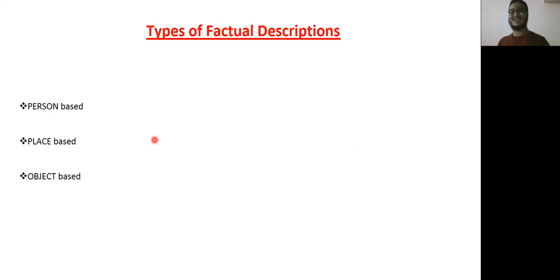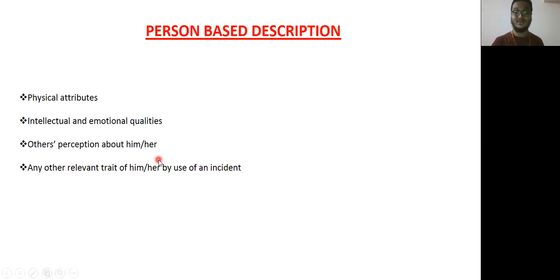So in the initial part, I asked you about the biosketch. Biosketch is quite similar to person-based. Why similar? In a biosketch, you get the person's whole short details and you just need to elaborate. But here, no short details, only the question details will be given and you have to elaborate. Next, place-based and object-based. These are the 3 types of factual description. Let's look at the next slide.